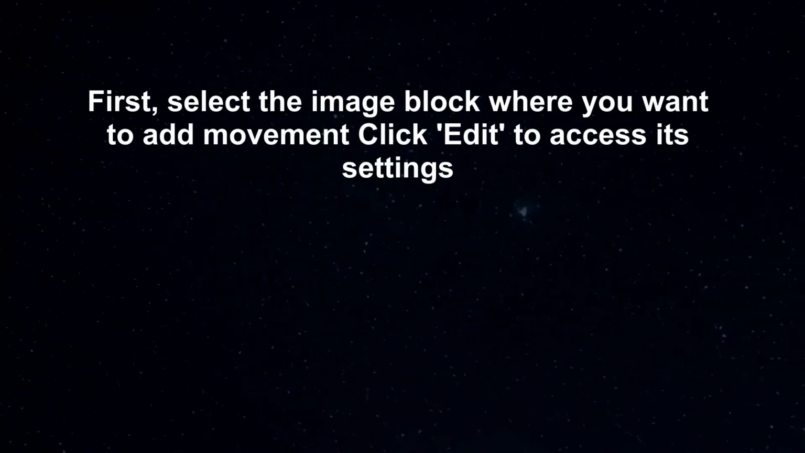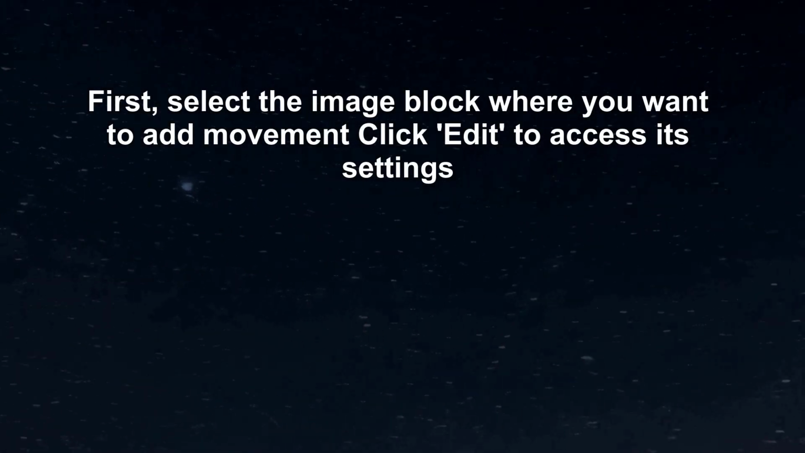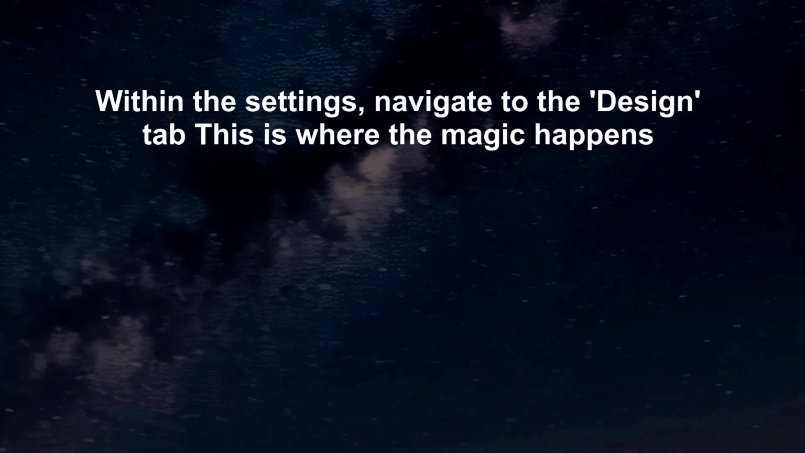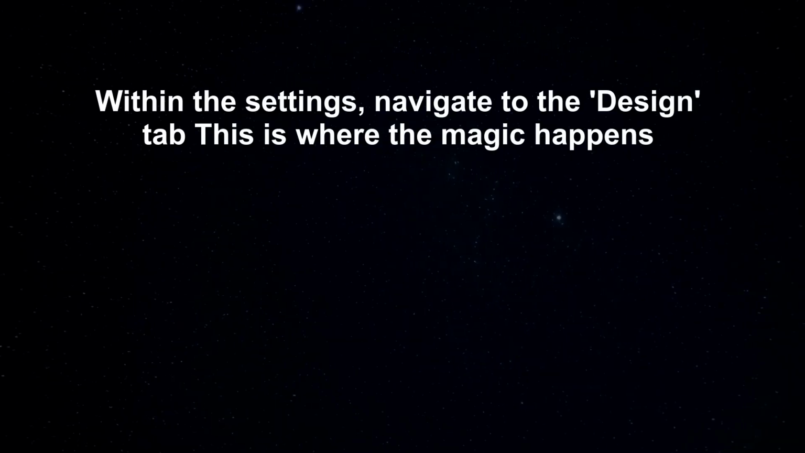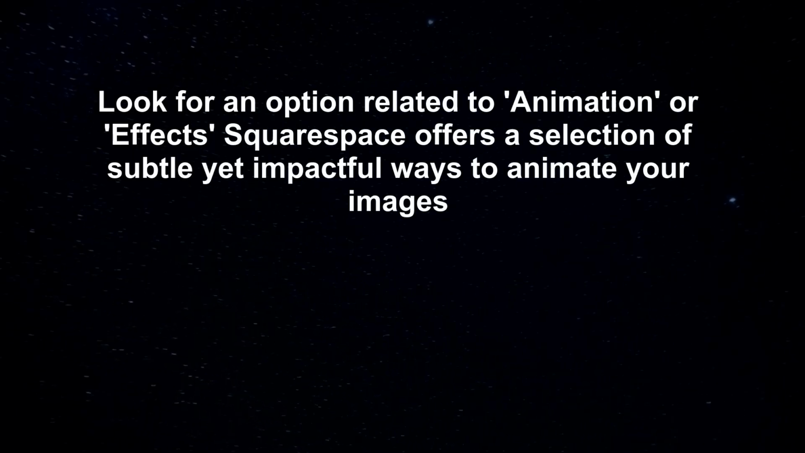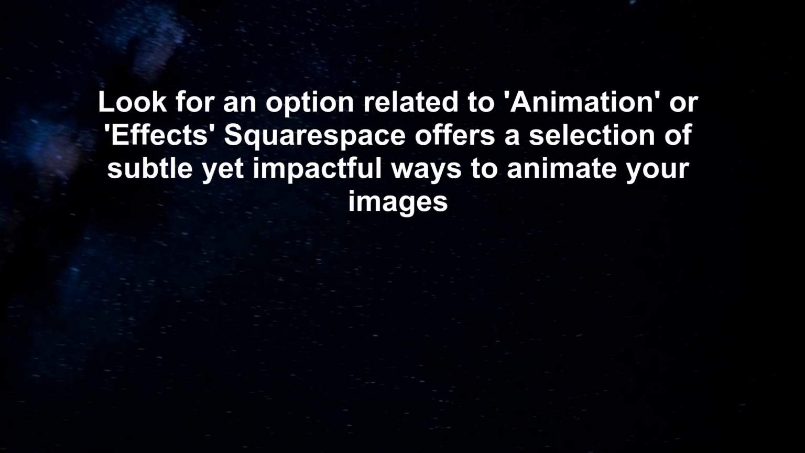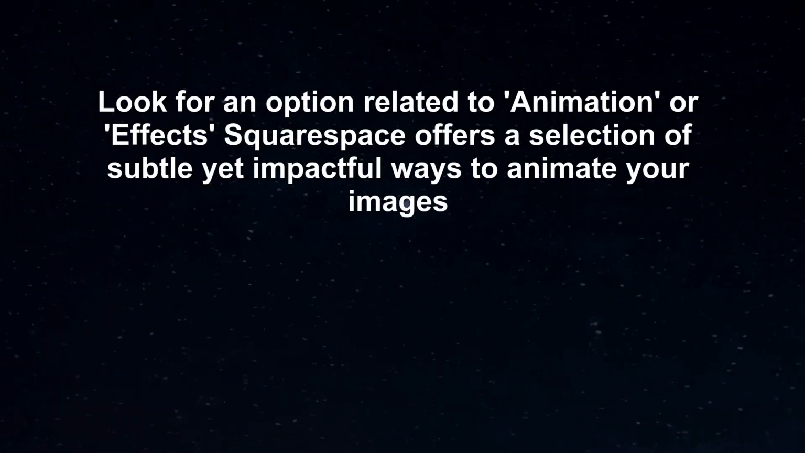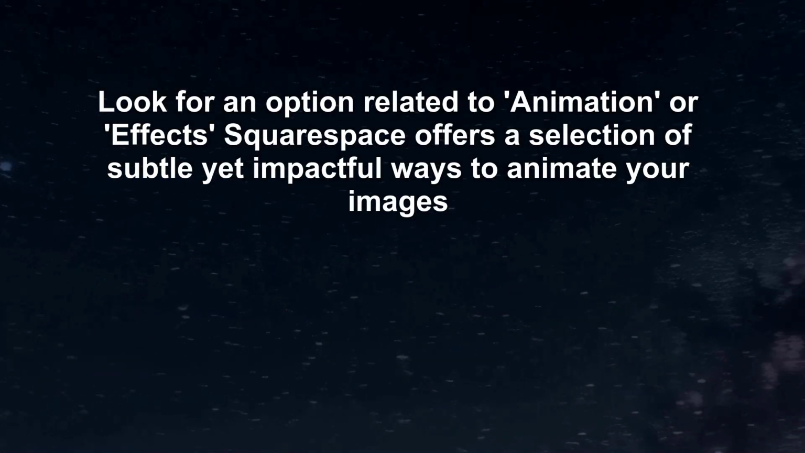First, select the image block where you want to add movement. Click Edit to access its settings. Within the settings, navigate to the Design tab. This is where the magic happens. Look for an option related to animation or effects. Squarespace offers a selection of subtle yet impactful ways to animate your images.